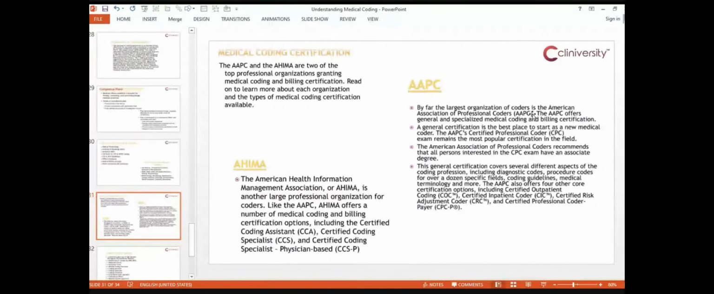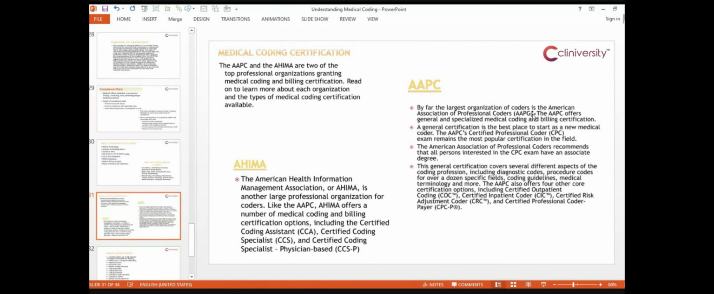So what are the different types of certification? I'm not talking about all, but the basic certifications are provided by bodies like AAPC and AHIMA. These are two of the top professional organizations granting medical coding and billing certifications. Apart from that, if I talk specifically about AAPC, by far the largest organization of coders is the American Association of Professional Coders, that is AAPC.